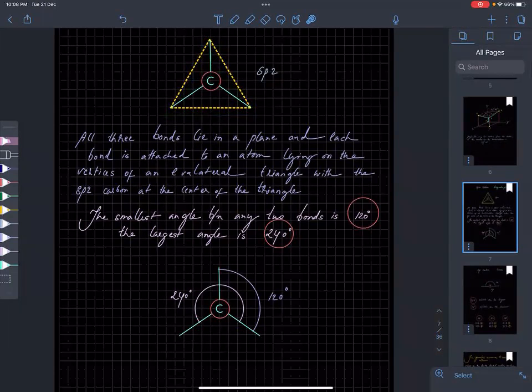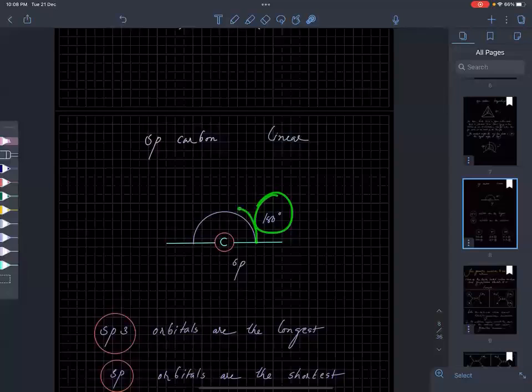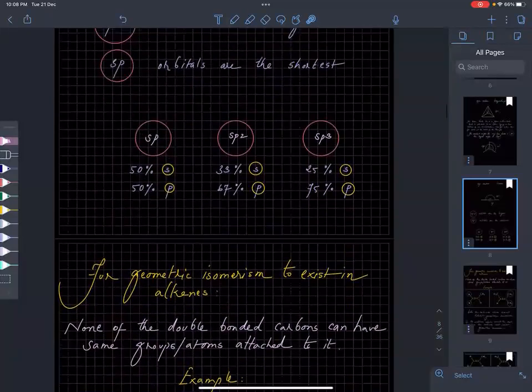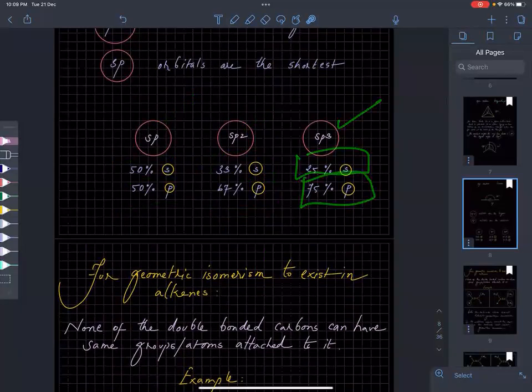What about sp carbon? It will be linear, and the angle between the bonds will be 180 degrees. In an sp orbital, there is 50% s character and 50% p character. In sp2, 33% s character and 67% p character. In sp3, 25% s character and 75% p character. Why? Because it is obvious.